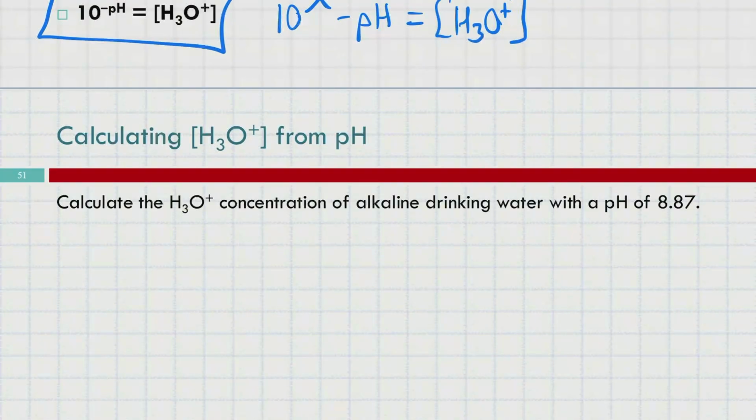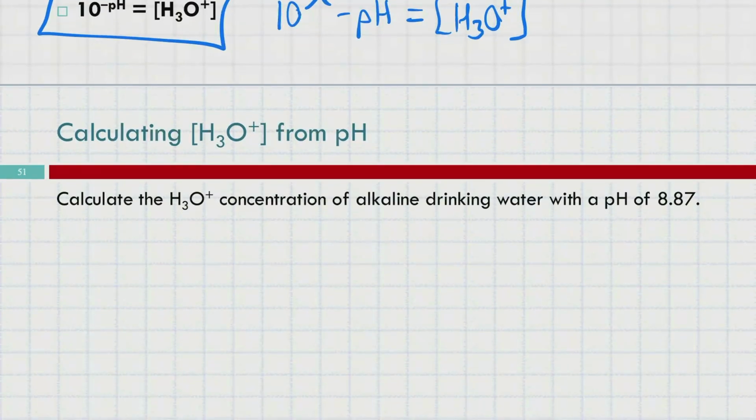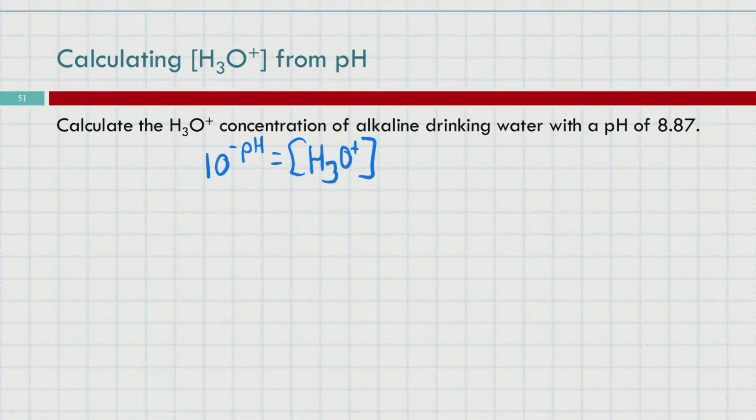Okay, so let's say that we've got one of those fancy alkaline drinking waters from Whole Foods maybe. We want to calculate our H3O plus concentration. 10 to the negative pH is the concentration of H3O plus. So 10 raised to the negative 8.87.